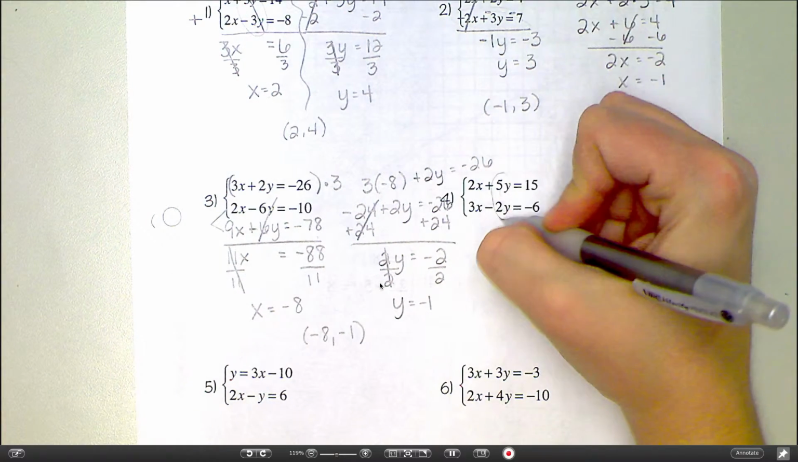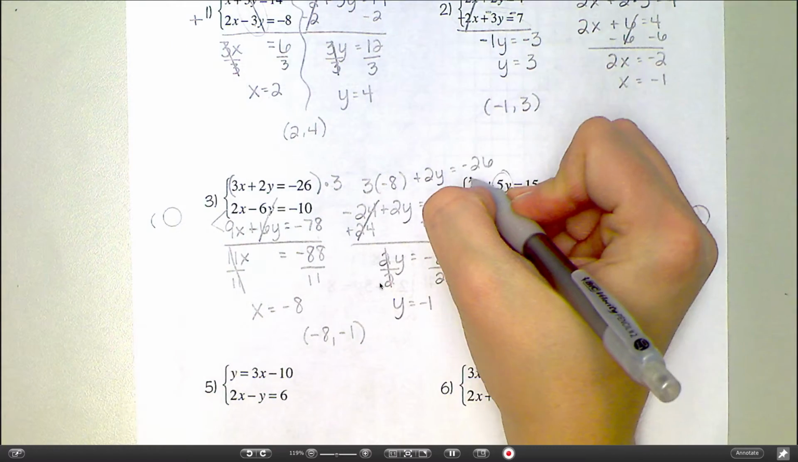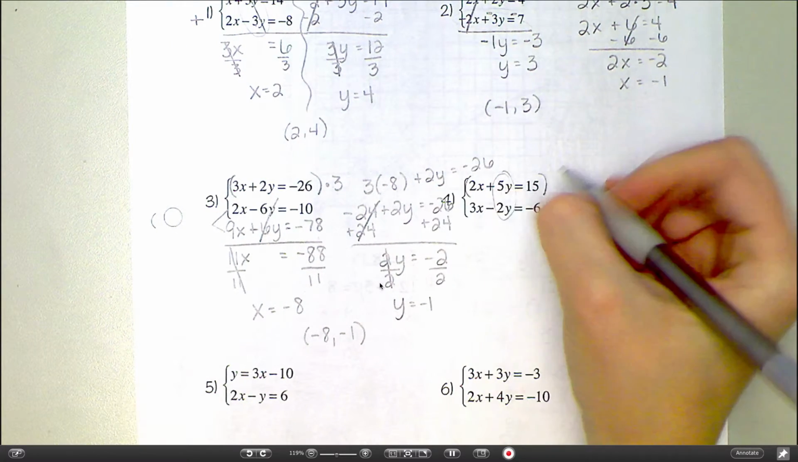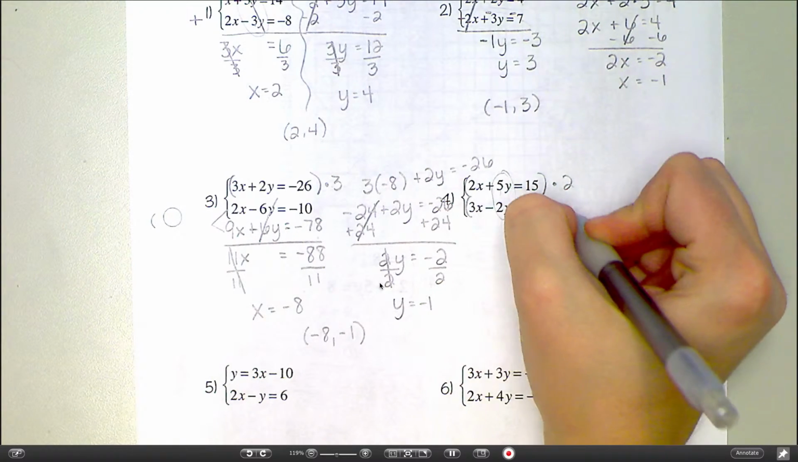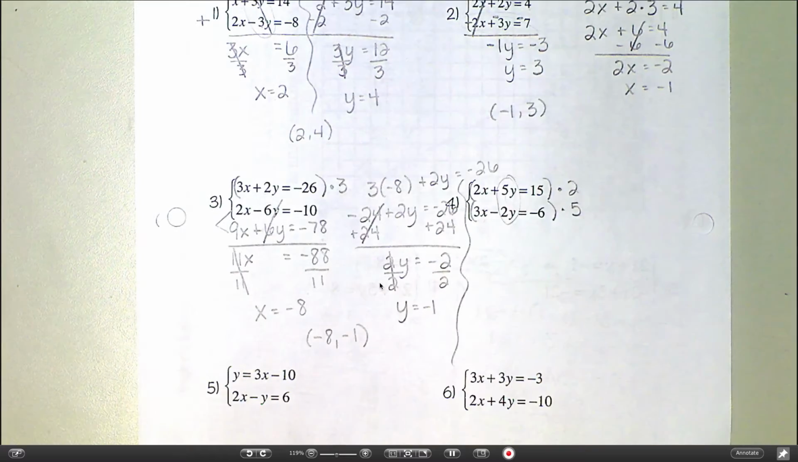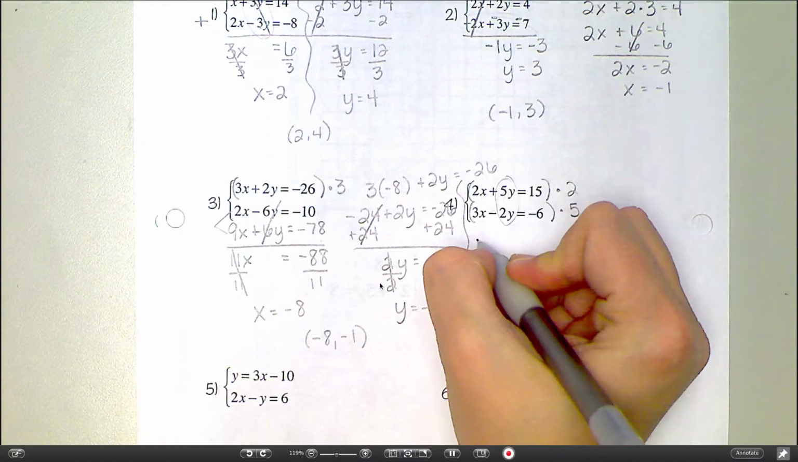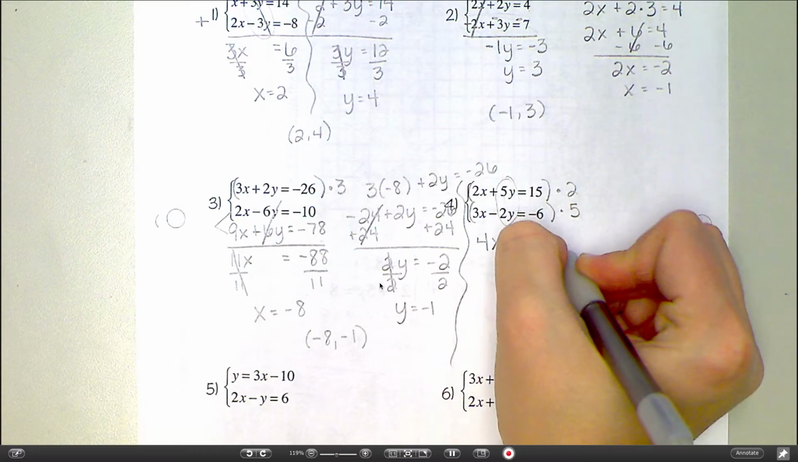What could I turn 5 and 2 both into? 10. Okay, so what do I have to multiply the top equation by to make that happen? 2, and the bottom equation? 5. Okay, so let's rewrite our top equation. I'm going to kind of draw a line there. We're going to end up with 4x plus 10y.